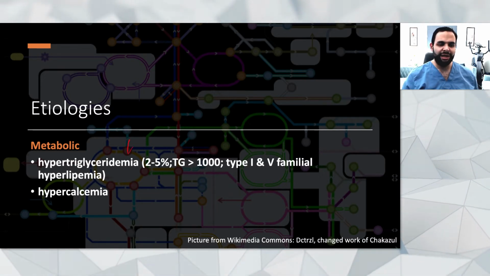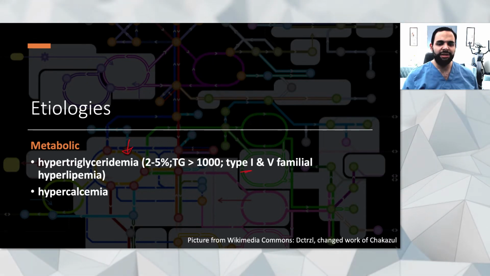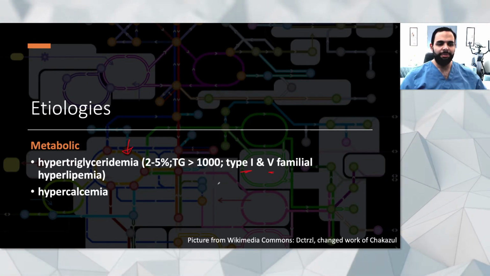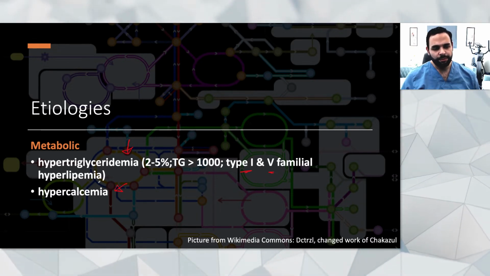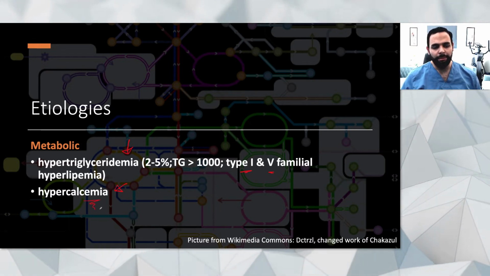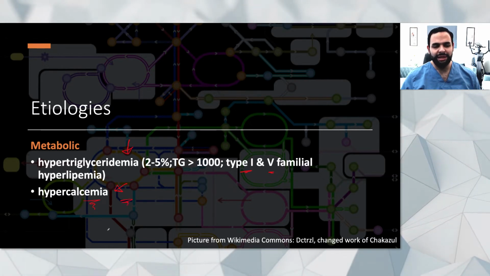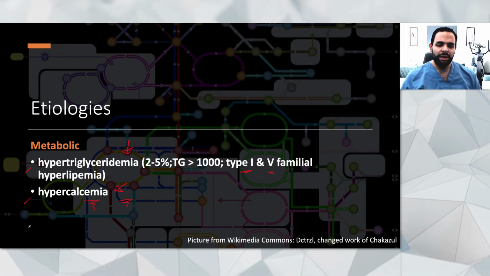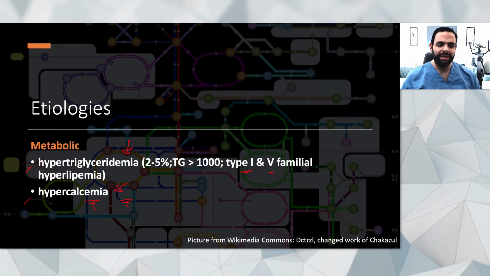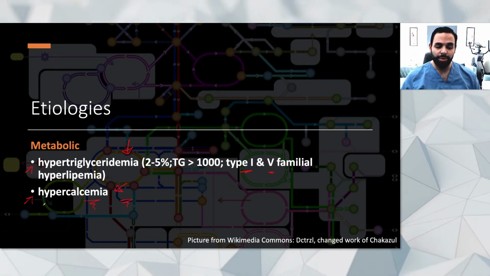Hypertriglyceridemia in itself can cause pancreatitis, especially type 1 and 5 familial hyperlipidemia, and so is hypercalcemia, because that can also deposit as well as bind to fatty tissues. I'm not going to go into details about the pathophysiology of those, but you need to know that those need to be tested for properly and treated.